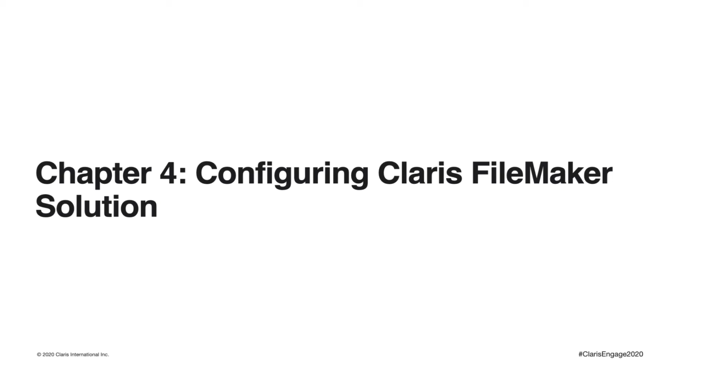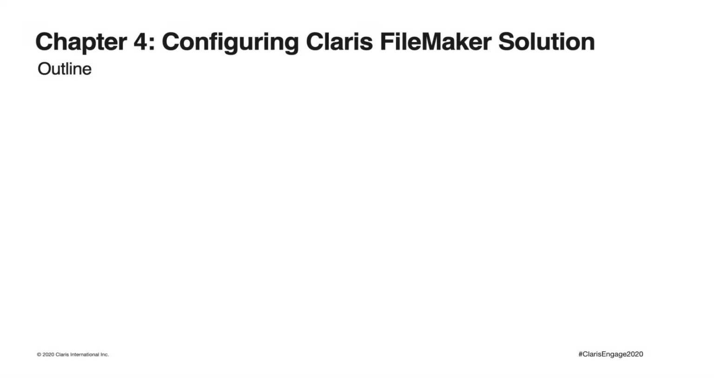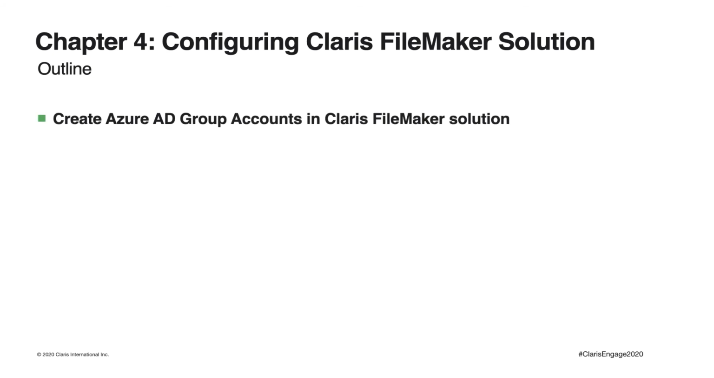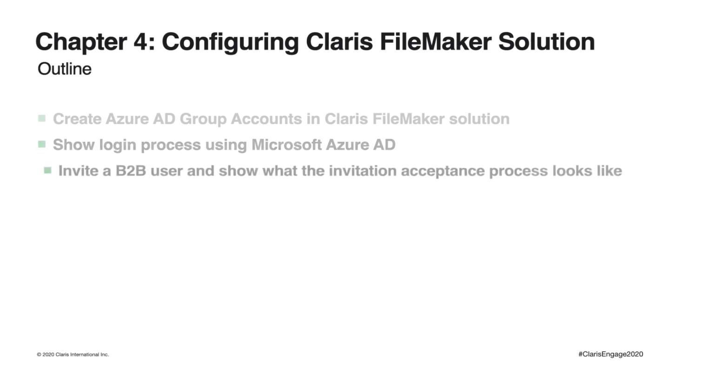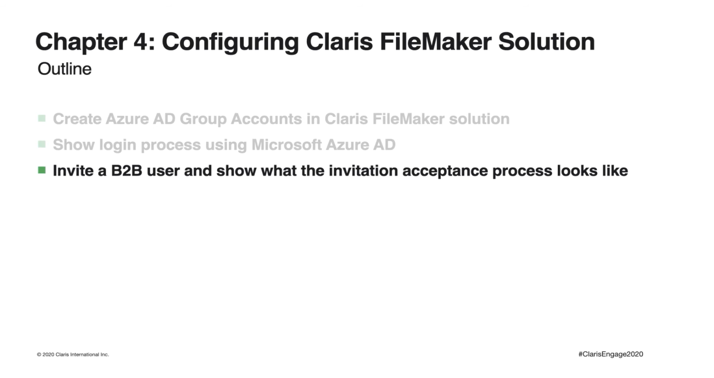In this 4th chapter of Authenticating Access to Your Solution with Microsoft Azure AD, I'll demonstrate how to finish configuring the Claris FileMaker solution to use the Microsoft Azure Groups we've set up, then invite a B2B collaboration user. The agenda will be to create those Azure AD groups in the FileMaker solution security, show a login with a non-B2B user using MFA, which is Multi-Factor Authentication, invite a B2B user and show what the invitation acceptance process looks like.